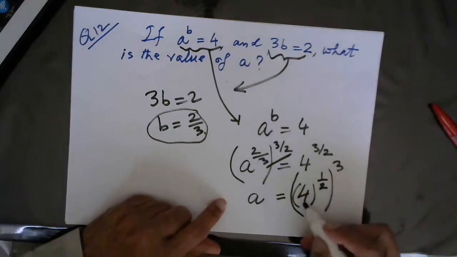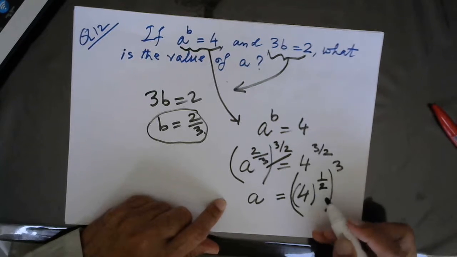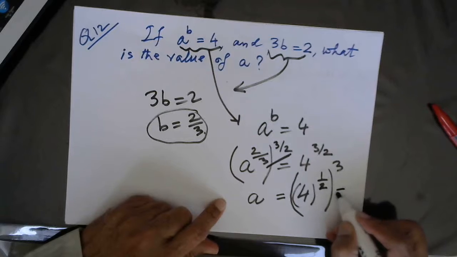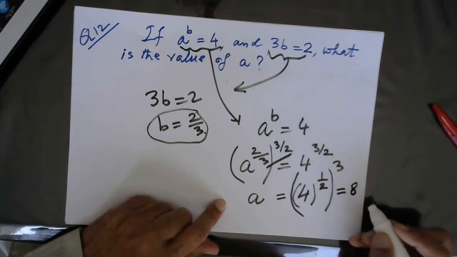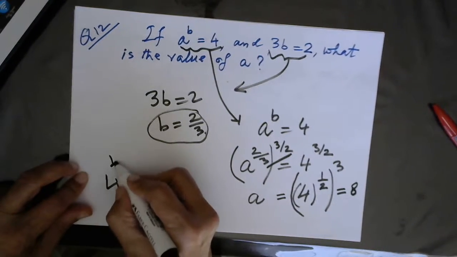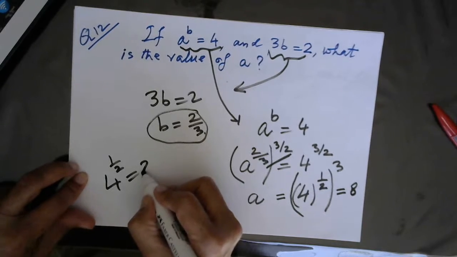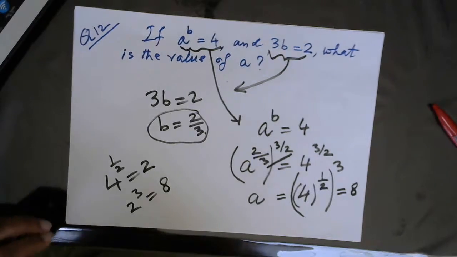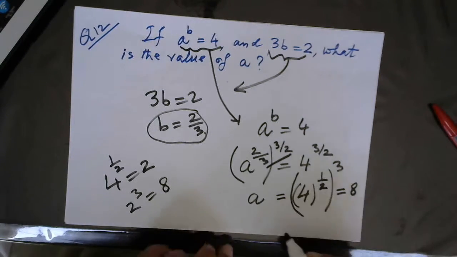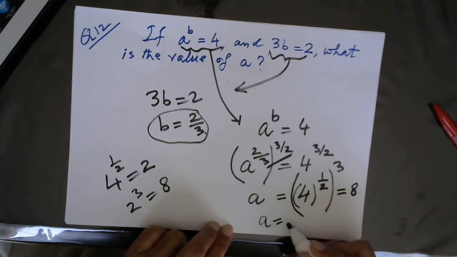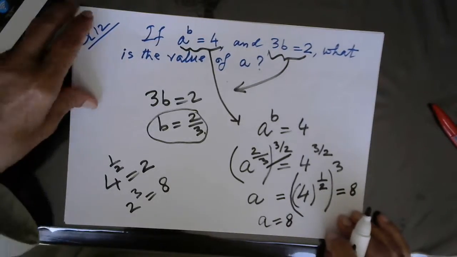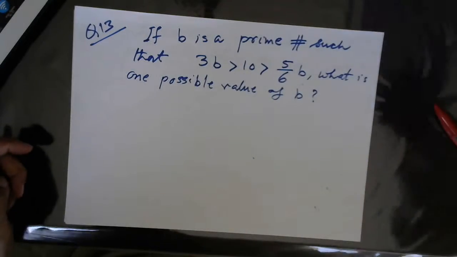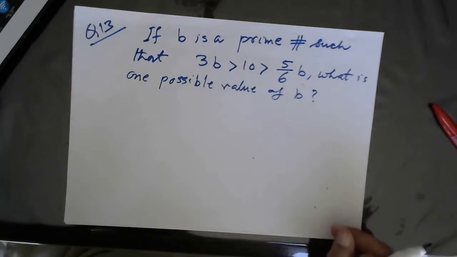Now, what is 4 to the power half? This is 2. And what is 2 to the power 3? This is 8. 4 to the power half is equal to 2, and 2 to the power 3 is equal to 8. So what is the answer? A is equal to 8. This is the answer. That was number 12. We move on to number 13.